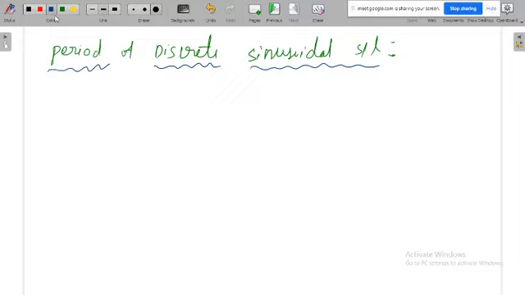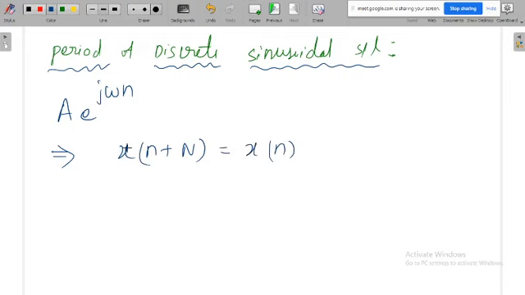So I will take the exponential discrete time signal. What is the general formula for the exponential discrete time signal? E power j omega n. Whether the signal is sinusoidal or not, if you want to follow the periodicity property, the formula is x of n plus N is equal to x of n. This formula is valid for any signal, let it be sinusoidal or non-sinusoidal.